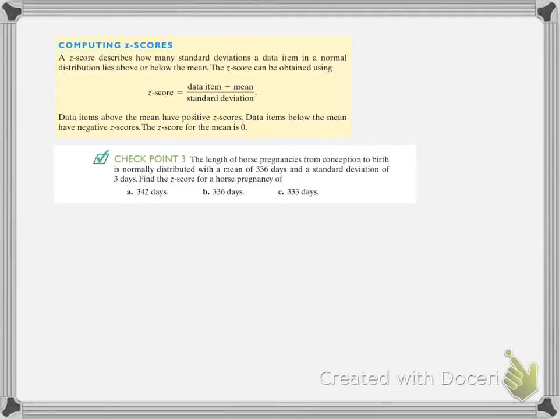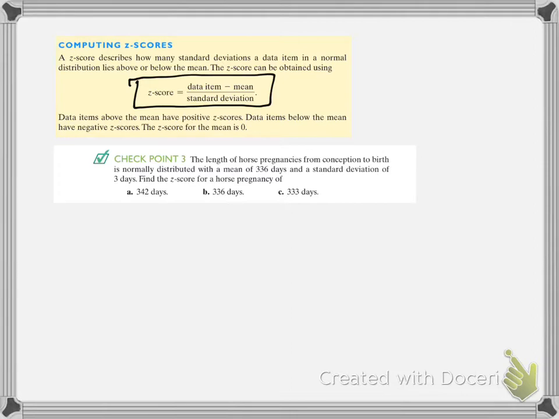Okay, so now we're going to talk about something called a z-score. A z-score helps us to pinpoint more precisely where we sit on this distribution. A z-score describes how many standard deviations a data item in a normal distribution lies above or below the mean. The way we find the z-score is this formula right here. We take the data item, so maybe it's a test score, minus the average and divide it by whatever the standard deviation is, and it tells you how many standard deviations you are away. So if you're 2.5 standard deviations away, it would tell you that.